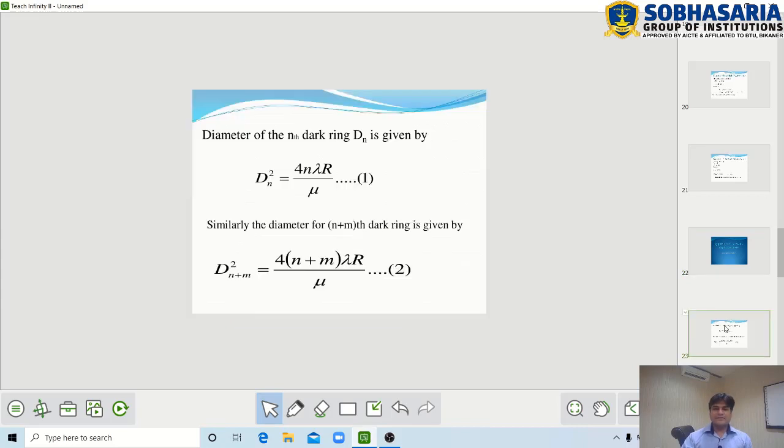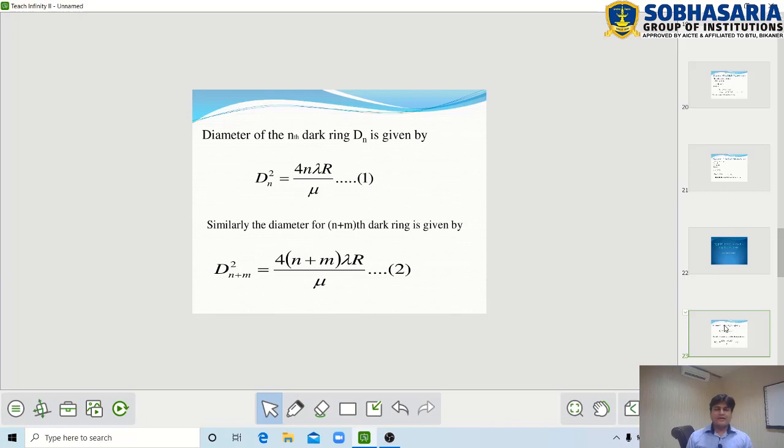For this purpose, we consider a plano-convex lens of large radius of curvature capital R, and this plano-convex lens is placed on a plane glass plate so that a thin air film forms between the plano-convex lens and the glass plate. Due to this air film, Newton's rings are formed. Newton's rings are dark or bright. Now we consider the nth dark Newton ring and the n plus mth dark Newton ring.